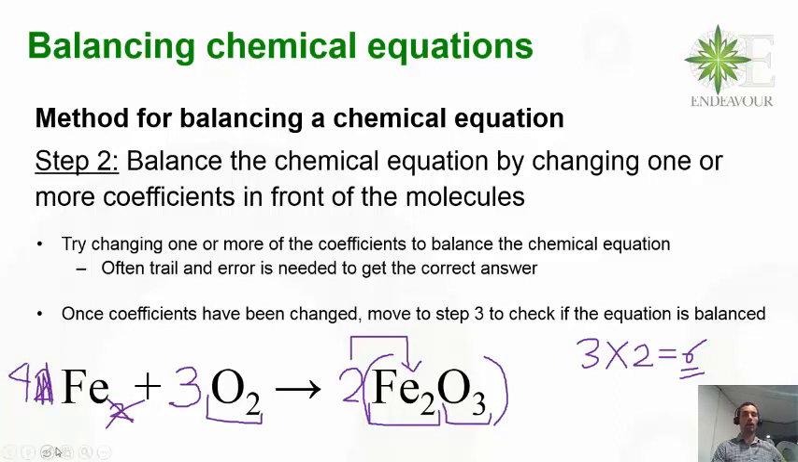So this is what I mean by trial and error. Initially, it looked like there was only 2 atoms needed for Fe on the left-hand side, but by working through to try and get the same number of oxygens on the reactant and product side, it actually meant that we needed more Fe atoms on the reactant side. So this is the trial and error portion of the balancing of the equation.